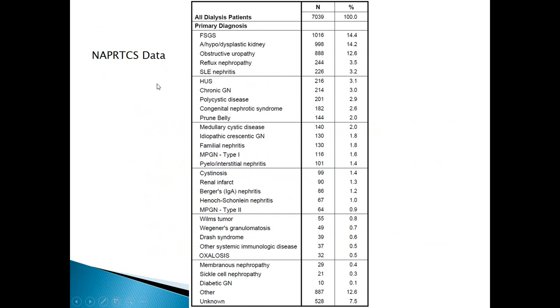So when you look at NAPRTCS data, this is registry data for children about the causes for dialysis for these patients. Here we have 7,000 patients on dialysis. The primary diagnosis, as you can see here, is FSGS, which is a form of nephrotic syndrome. And then you have congenital disorders of the kidney, obstructive uropathy, reflux nephropathy, so recurrent infections with reflux, lupus, right? So these are the main ones by far. And then you start seeing like 3%, 2%. So these are much lower numbers. These are the big ones here.